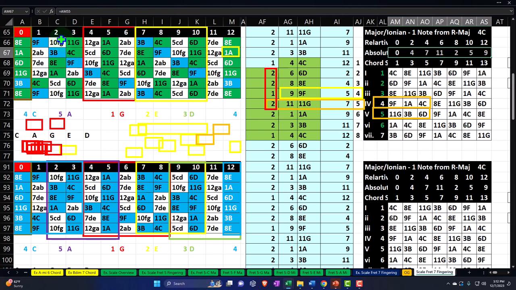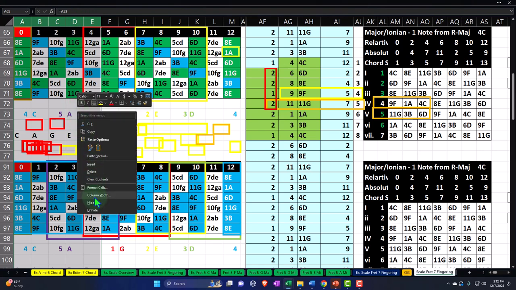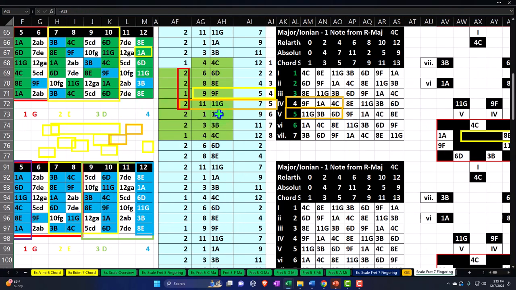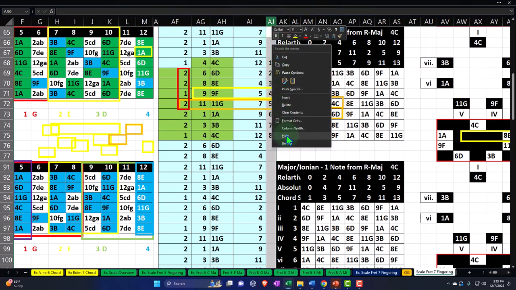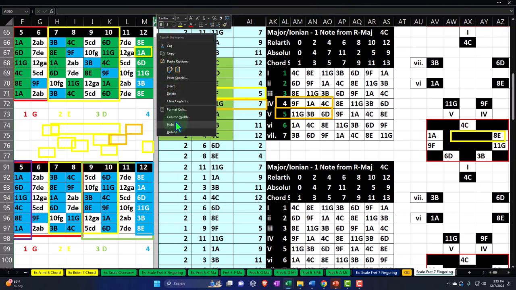Let's hide some more of this so I can see a little bit more. I'm going to hide to like the 5 right there, right click and hide. And then over here, let's see if I can hide. I'm going to hide over from, let's hide this AJ. I don't think I need that. Right click and hide that. And maybe I can hide this one. Right click and hide that.